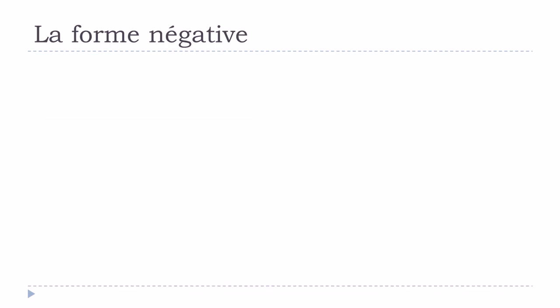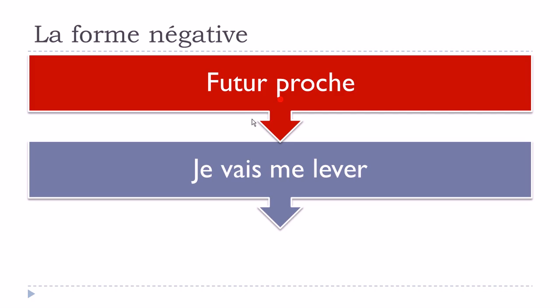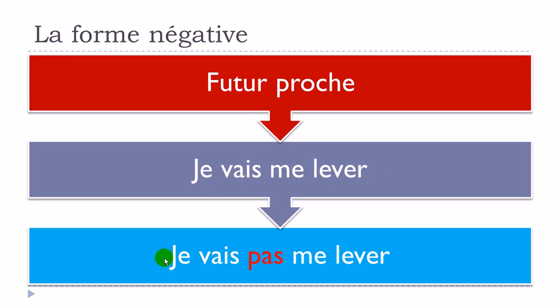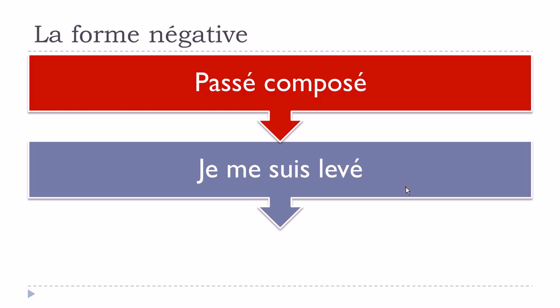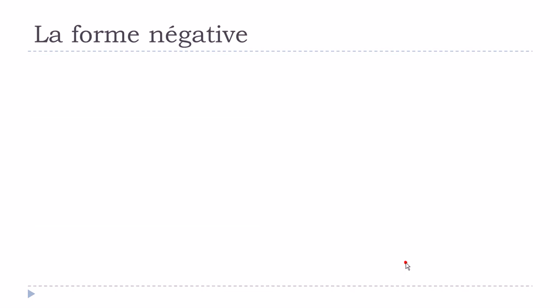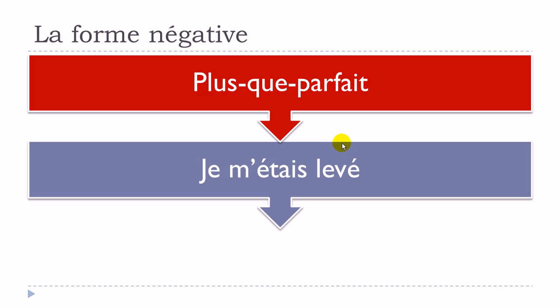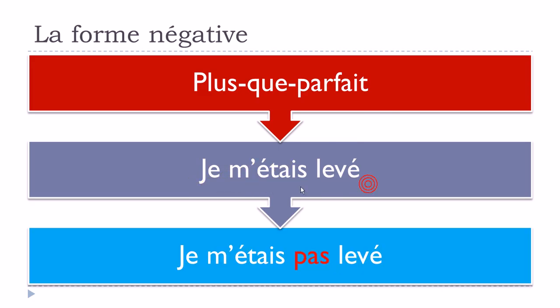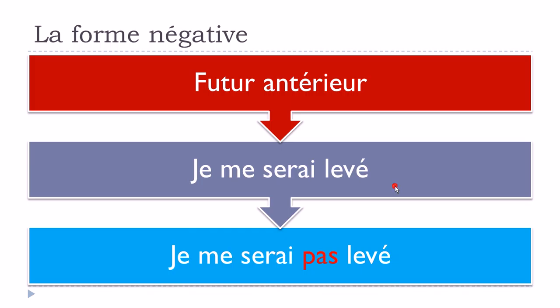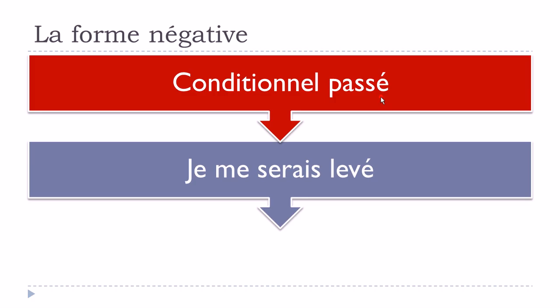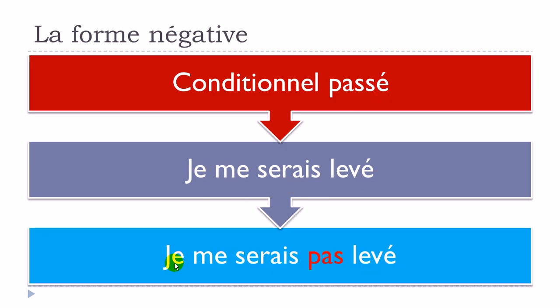Okay, then futur proche, so je vais me lever, then je vais pas me lever. Passé composé, je me suis levé, je me suis pas levé. Plus que parfait, je m'étais levé will become je m'étais pas levé. Futur antérieur, je me serais levé, je me serais pas levé. Conditionnel passé, je me serais levé, je me serais pas levé.